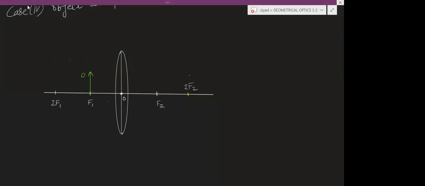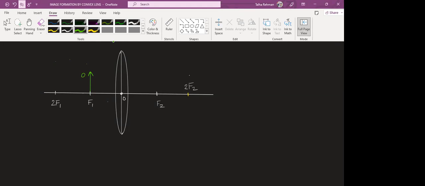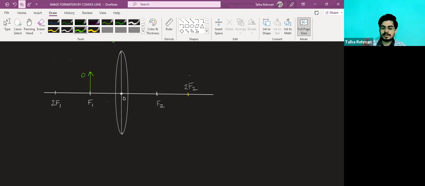Always remember one point. If the object is at focus, the image will be formed at infinity. Always. Whenever the object is at focus, in case of the mirror or in case of the lens, remember, the image will form at infinity. If the object is at infinity, then the image will form at focus.